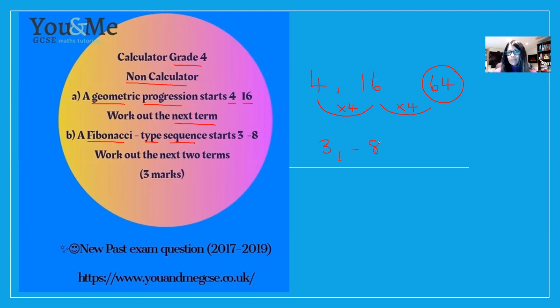Think back, Fibonacci means I add the previous 2 terms to get to the next number in the sequence. So 3 add -8, or 3 take away 8 is -5. -8, -5, -13. There's my answers, 3 marks, done, brilliant.